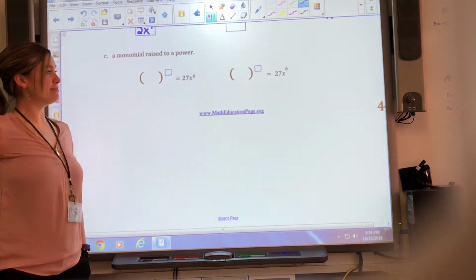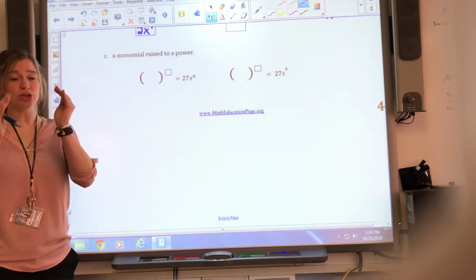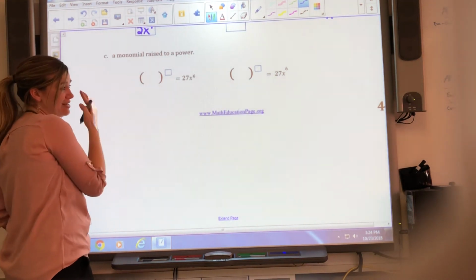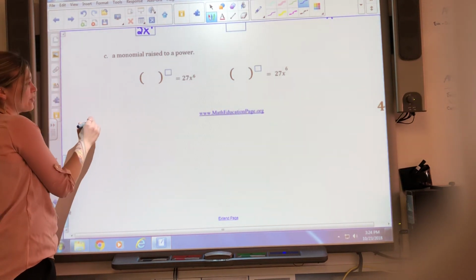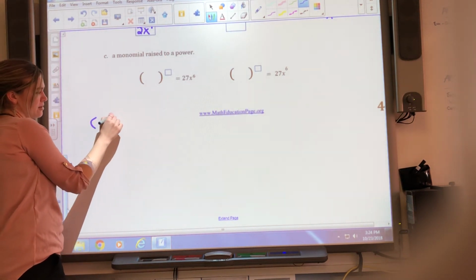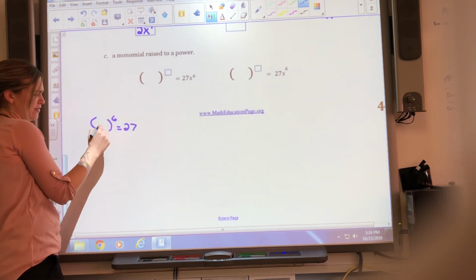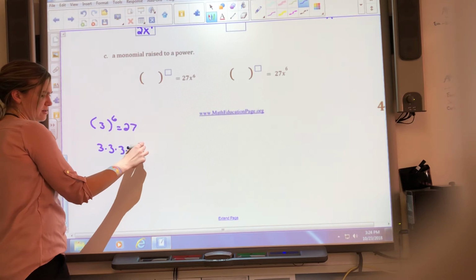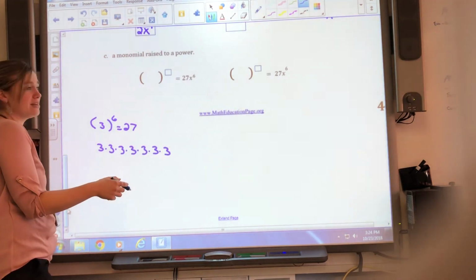Here I am. The next one, 27x to the 6. A monomial, meaning one term, raised to a power. Okay, so I can see that there's a 6 out here. This seems kind of crazy. But there's nothing that I can raise to the 6th power and get 27. Because even if I raise like, I don't know, 3. 3 times 3 times 3. This is way more than 27.